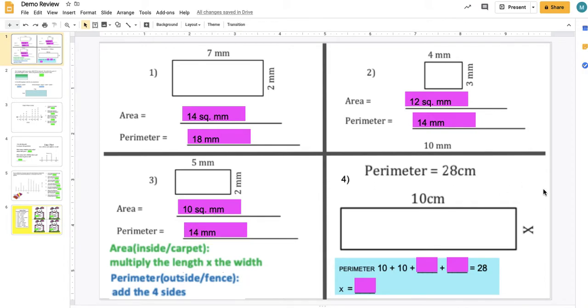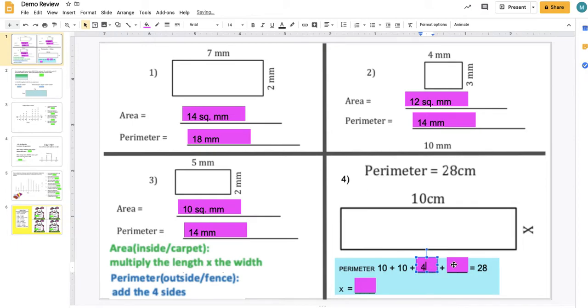Now, one of those detective ones where you have to figure out the length of the side based on the perimeter. I know if I add up all the way around the outside, I'm going to get 28. I know the top is 10, the bottom is 10. So 10 and 10 gets me 20. I have to get 8 more to get the perimeter. So I need to split that extra 8 in half. 10, 10, this side must be 4, and this side must be 4, so that I can get to 28.